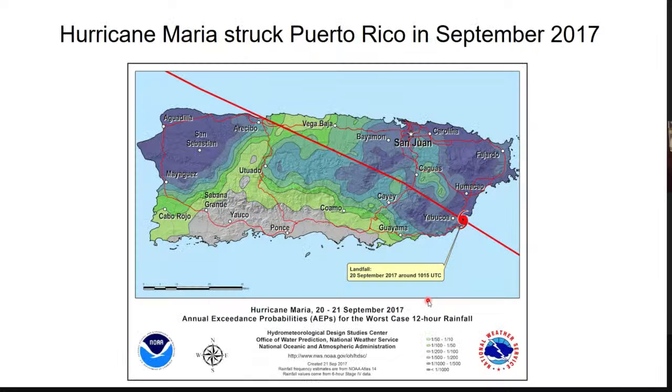So we're using Hurricane Maria as a model to do this study. You know much more than me. Hurricane Maria struck Puerto Rico on September 20, 2017.